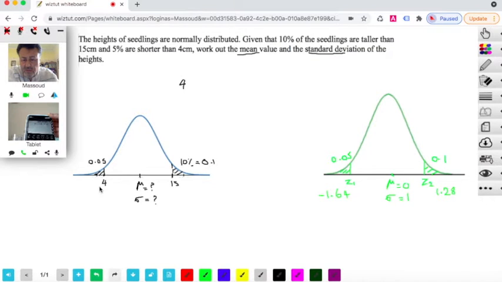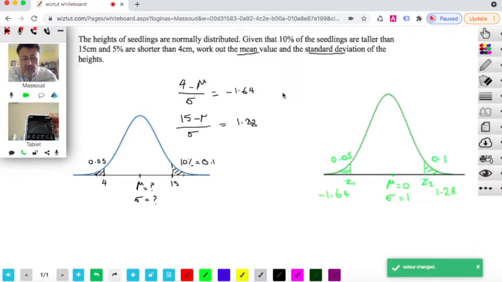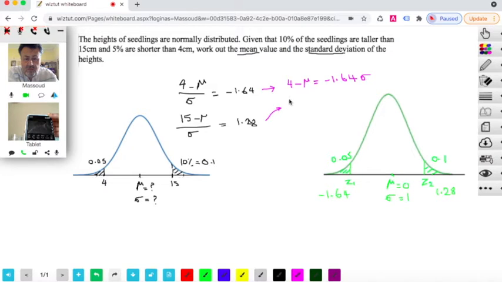So now all we have to do is just to write the conversion. 4, which is matching the Z1: 4 minus mu over sigma, which we don't know for this distribution, is equal to Z1, which is minus 1.64, and 15 take away mu over sigma, which we don't know those values, would match Z2, which is 1.28. Now this would make a simultaneous equation for us. So from here I know that 4 minus mu is equal to minus 1.64 sigma, and from here we know that 15 minus mu is equal to 1.28 sigma.